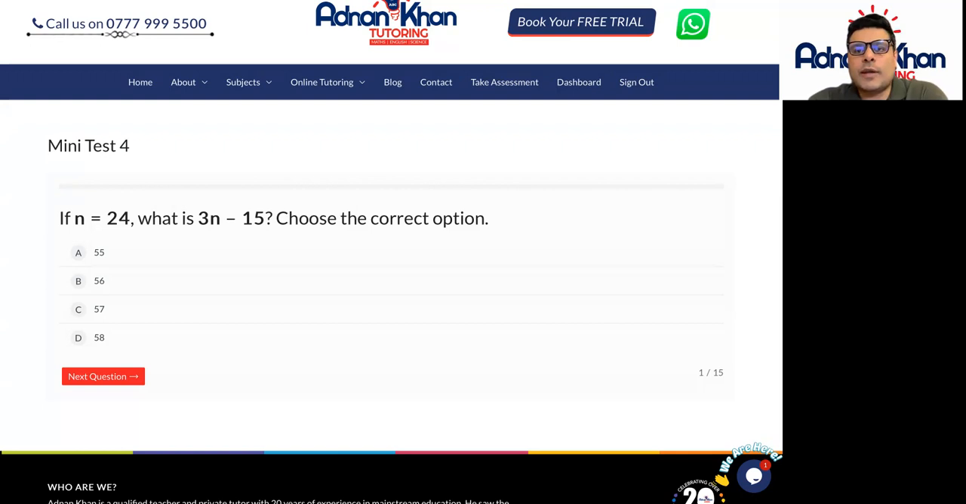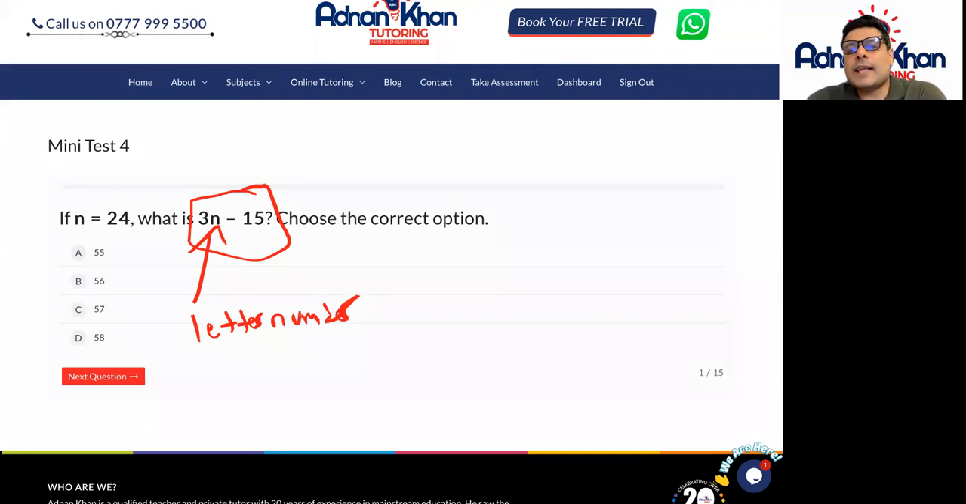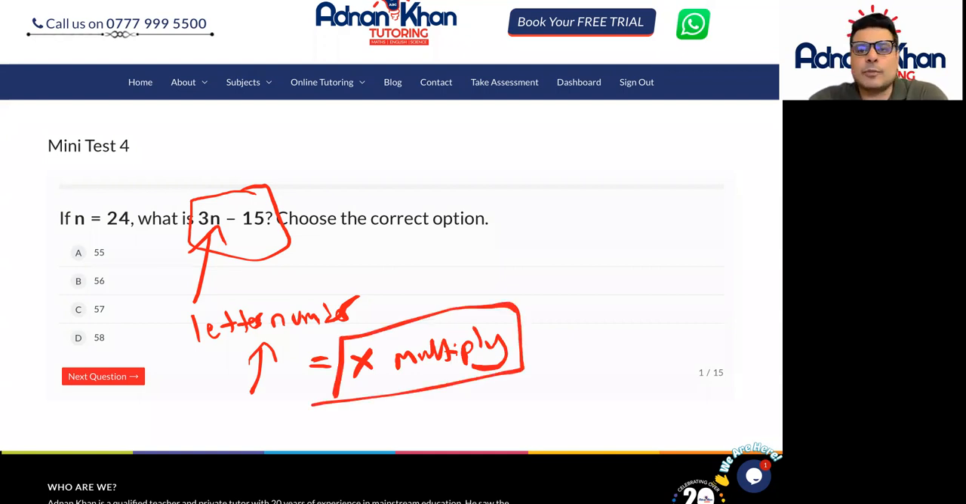Now, if you look at this question, the first part, we can see a letter and a number next to each other. When we have a letter and a number next to each other without any gaps, that means you are going to multiply. That's always the case in algebra. So the question will read 3 multiplied by n minus 15.